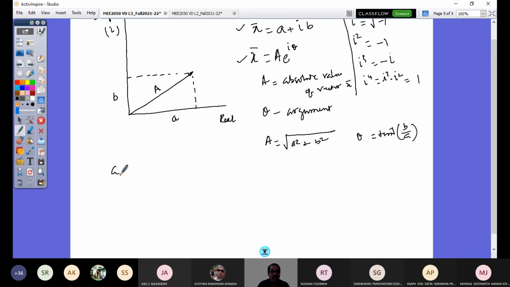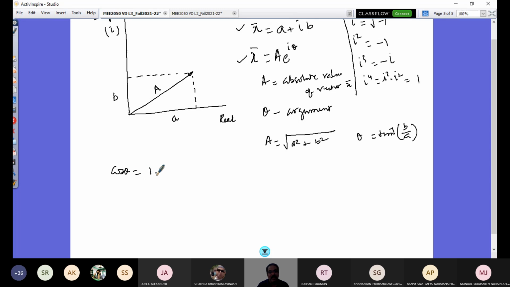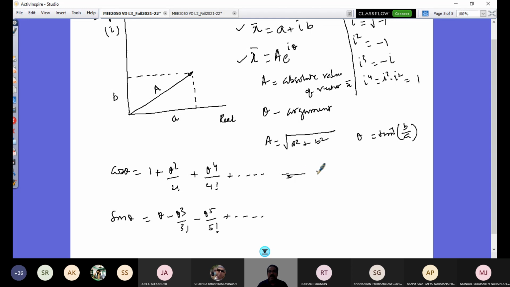You can do that. So what is cos theta? It can be expanded as a series: 1 minus theta squared by 2 factorial plus theta to the power 4 by 4 factorial, and so on. And sine theta can be written as theta minus theta cubed by 3 factorial plus theta to the power 5 by 5 factorial, and so on. So this is equation 4, and this is equation 5.